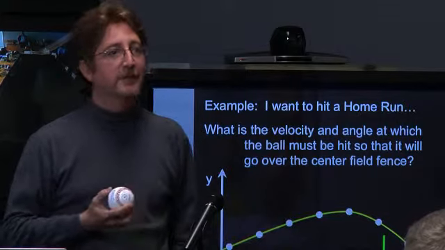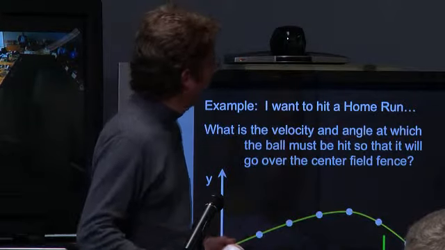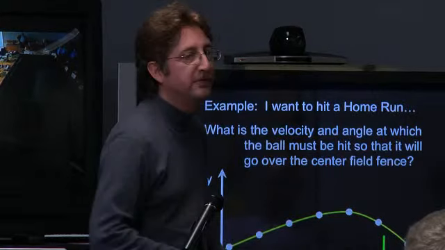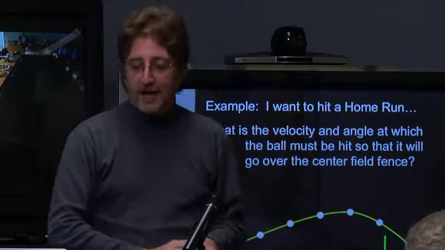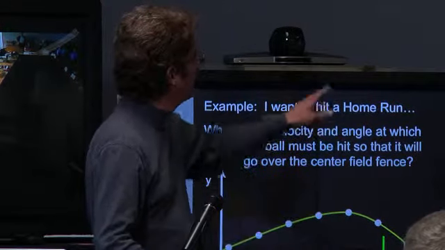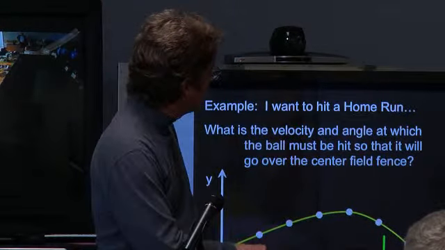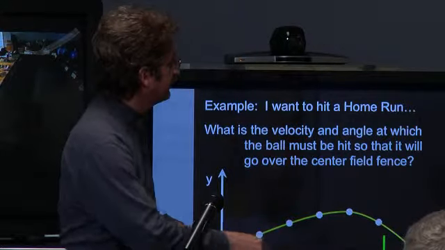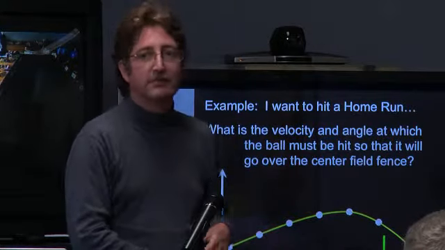Here's the example that I've come up with. I want to hit a home run. And notice that I've already begun the definition of my problem by defining some axes. What I want to know is, what is the velocity and what is the angle at which the ball has to depart home plate in order to get over a fence back here, as shown?